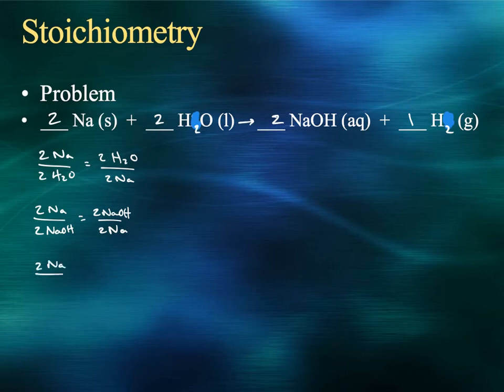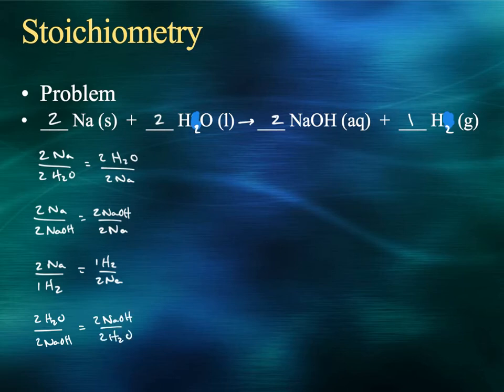We could have 2 sodiums for every 1 hydrogen, or 1 hydrogen for every 2 sodium. So this one is not just a 1-to-1 ratio. Notice all these cancel out basically to be the value of 1, but here you have a 2-to-1 or a 1-to-2 type of ratio. We could also have 2 H2O for every 2 NaOH, and the inverse of that is also true. We could have 2 waters for every 1 hydrogen, or 1 hydrogen for every 2 waters.